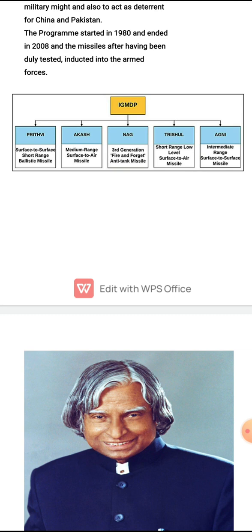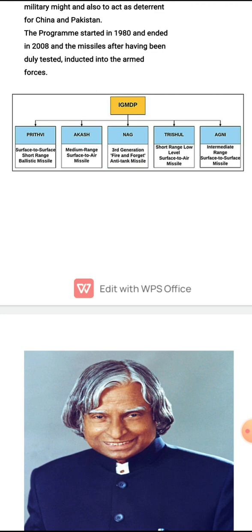Surface to surface means fired from the ground and hits the target on the ground. Short range means there are three types of ranges: short range, medium range and long range. Short range is less than 1000 kilometers, medium range is 1000 to 3000 kilometers and long range is more than 3000 kilometers. Ballistic missiles generally follow the parabolic path. Ballistic missile and cruise missile differences I have explained to you in the previous video.